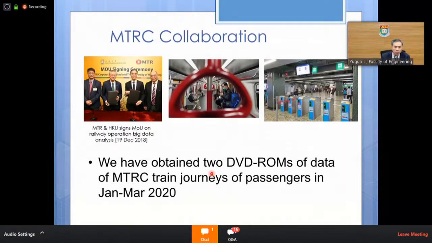Because of our efforts, we have recently signed a data agreement with MTRC in which, just today actually, I got two DVD-ROMs of data from MTRC. They are very kind and generous in sharing the data with us about all the train journeys of passengers in January to March of 2020. This data contains some detailed activities of the passengers, for example, which station they get in and which station they get out. Hopefully we can use this data to understand the transportation pattern and whether it has some relationship to the spread of diseases. We don't have much results because we just got this data this morning.